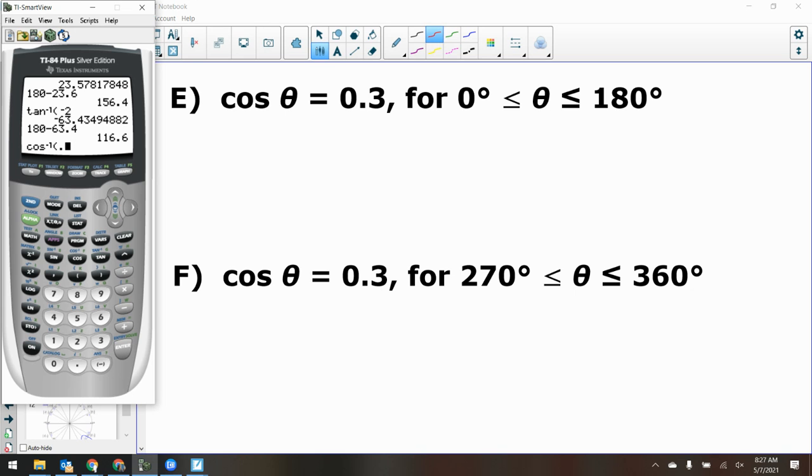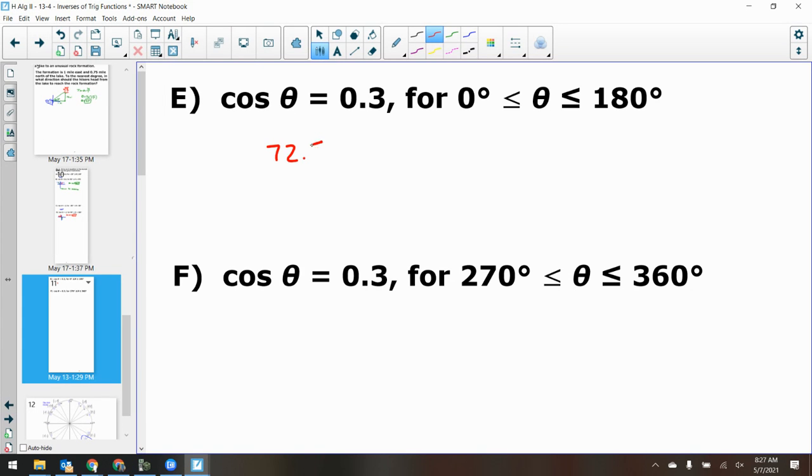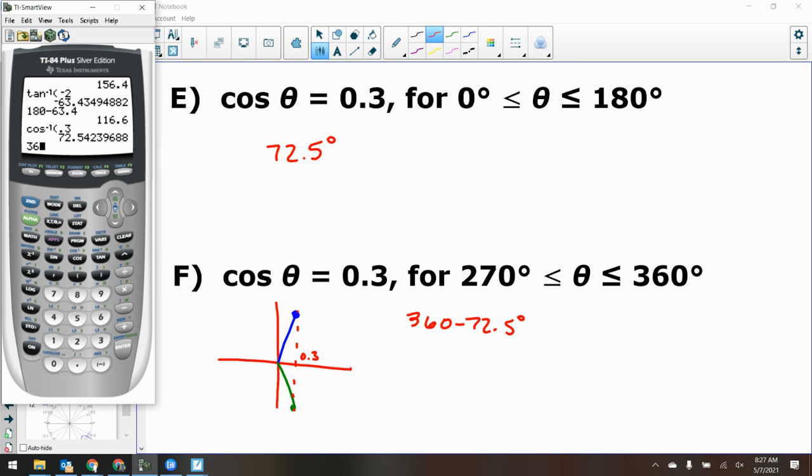Inverse cosine of 0.3 is 72.5 degrees. Obviously, that falls within my domain for my first one. So 72.5 degrees is up here. The only other place with that same x value is down here. Why am I talking about x values and not y values? Because it's cosine, not sine. So my same 72.5 degrees is my reference angle. I take 360 and subtract away my 72.5 degrees to find my true angle from my reference angle. So 360 minus 72.5 gives me my true angle of 287.5.